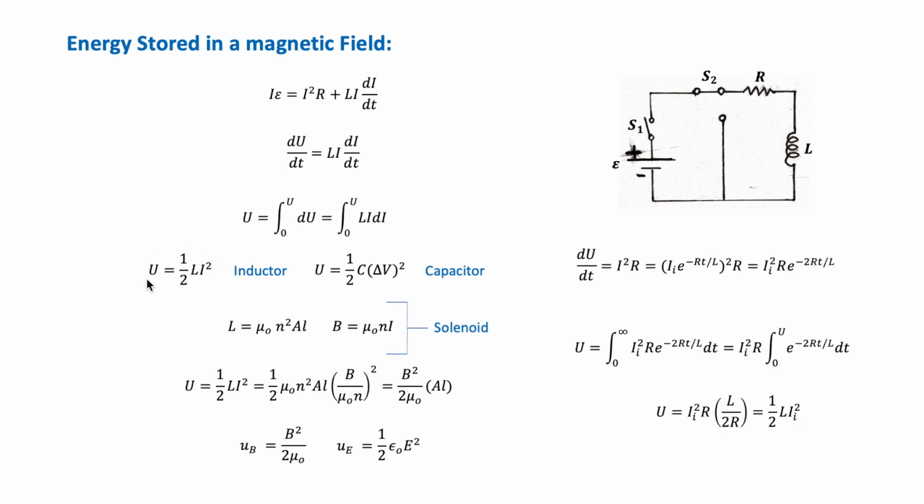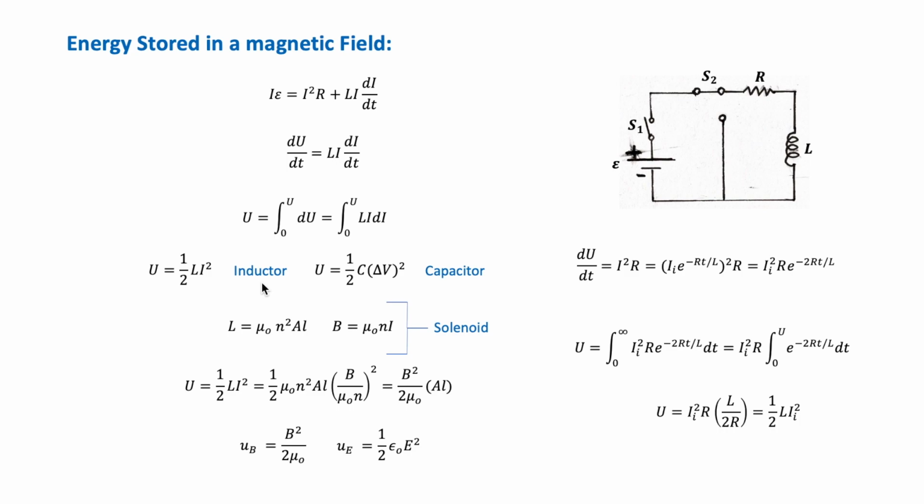And this form is similar to the energy stored in a capacitor, which is equal to half C delta V squared, where in both cases part of the energy supplied by the battery is stored in the field, which is the electric field in the case of a capacitor and the magnetic field in the case of the inductor, okay?